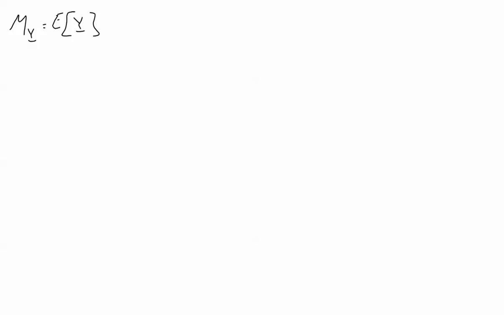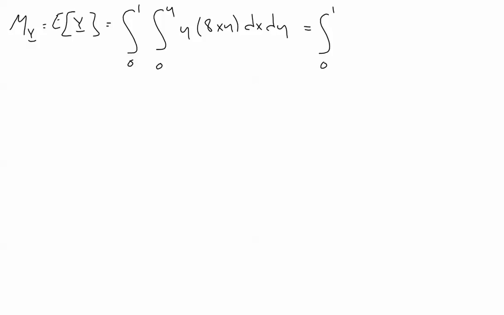Mean value of y is going to be the integral from 0 to 1 in y, 0 to y in x, of y times 8xy dx dy, and this is the integral from 0 to 1 of 8y to the 4th over 2 dy, and that works out to be 8/10 or 4/5. Okay? Again, I skipped some steps. I'm going to let you check me on that. I'm integrating against x first in all cases.